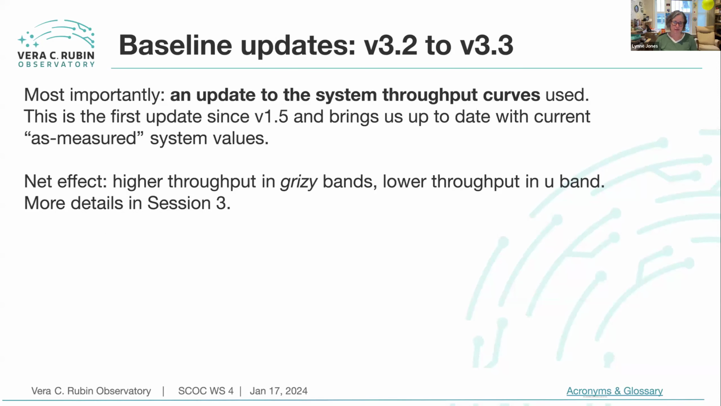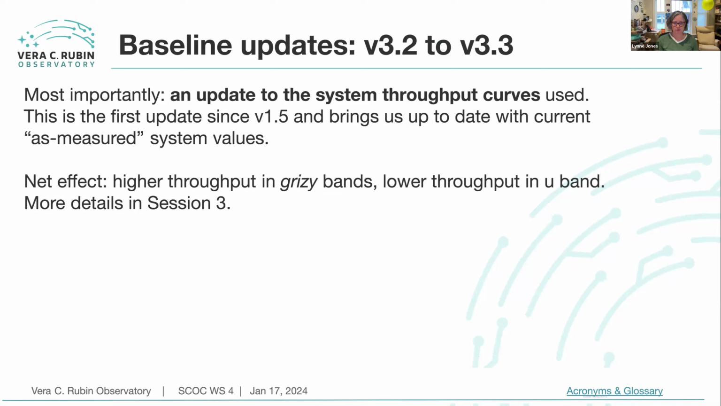The biggest change that happened in 3.3 compared to 3.2 is that we used an update to the system throughput curves. So all the way up to 3.2, we've been using the same set of system throughput curves. And as we've been going along, the telescope and site and the camera team have been making measurements of things like the camera reflectivity. They've recently had actual measurements of the filter throughput curves, things like this. So in 3.3, we've switched over to their best guesses of as-measured throughput curves. And so this does make a difference in what the throughput is.